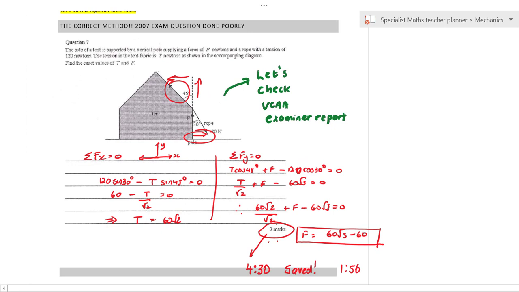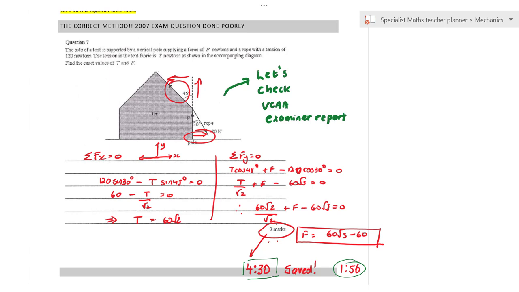And in actual fact, in my class, we did it in 1 minute and 56 seconds with me explaining it, which means that we actually saved ourselves a fair bit of time. Of course, in the exam setting, you'd get 4.5 minutes to do 3 marks. So we have just saved ourselves 2 minutes and 34 seconds.